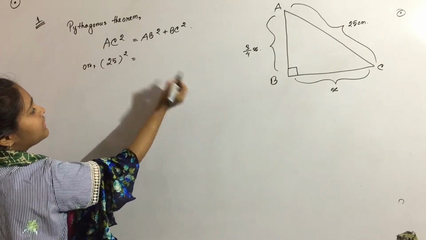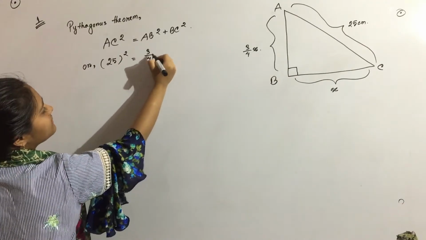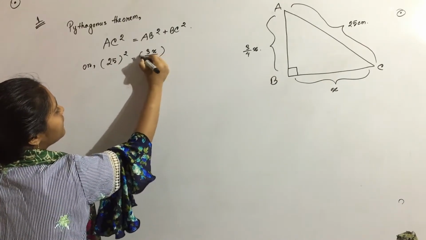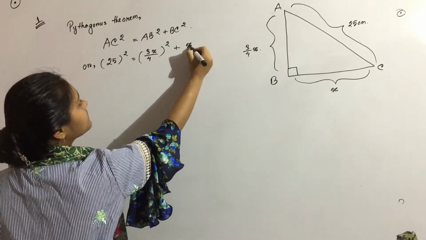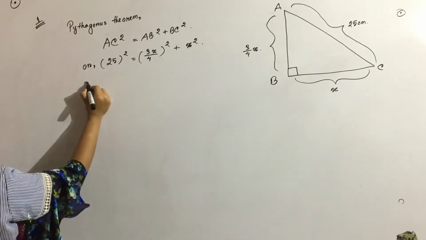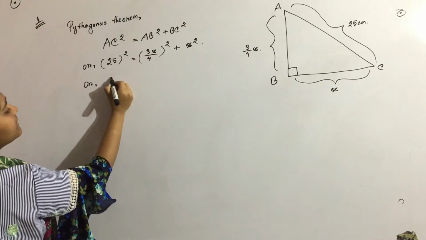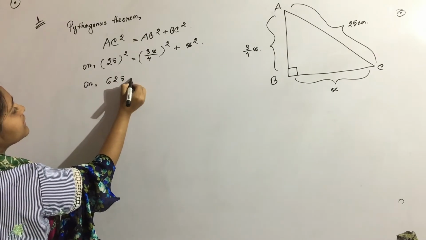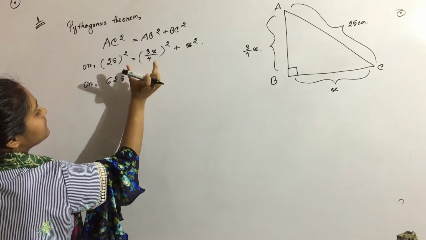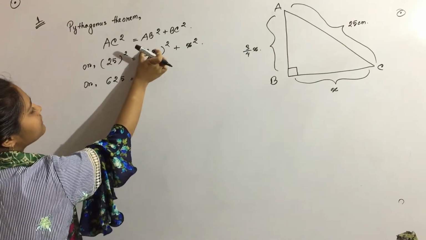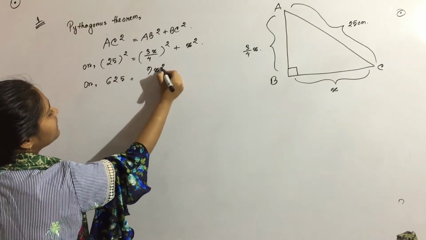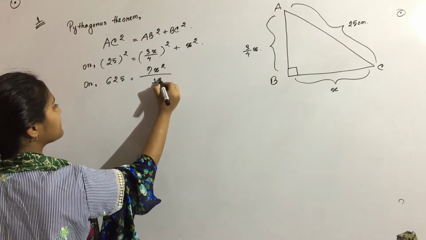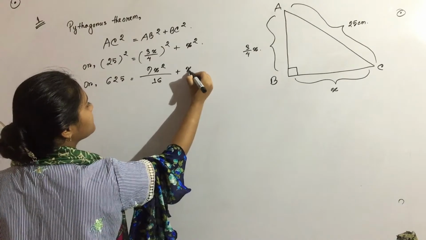equals AB square, 3 by 4x square, plus, as BC is x, x square. Or 25 square, 625, equals, we'll give the square on both numerator and denominator, so it will be 9x square by 16 plus x square.